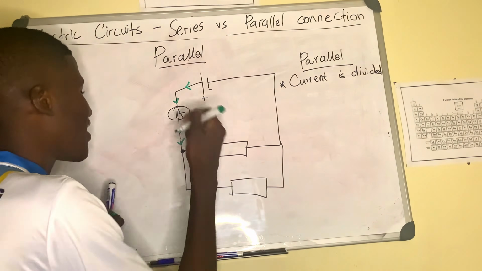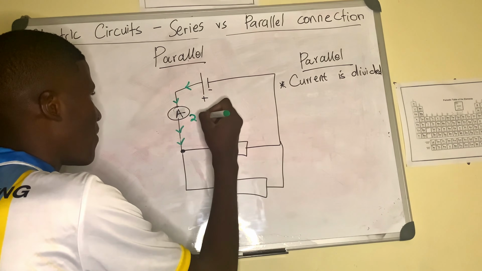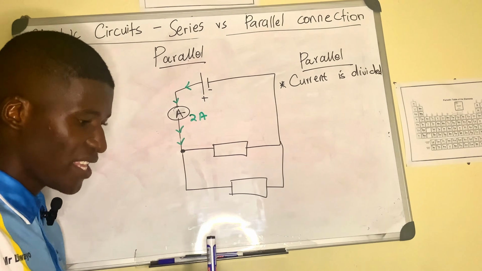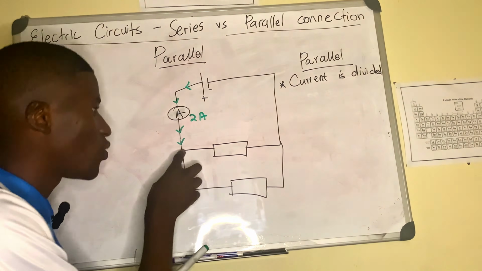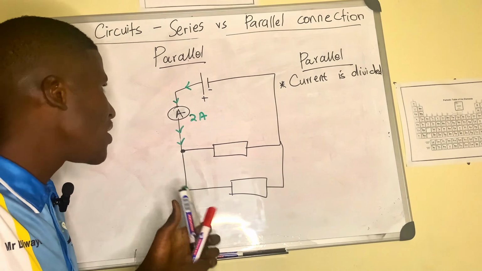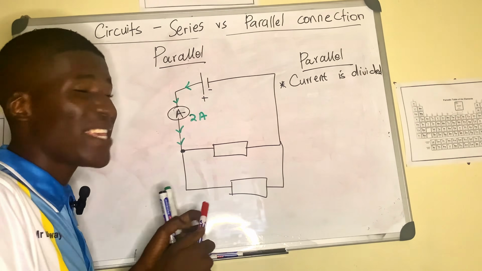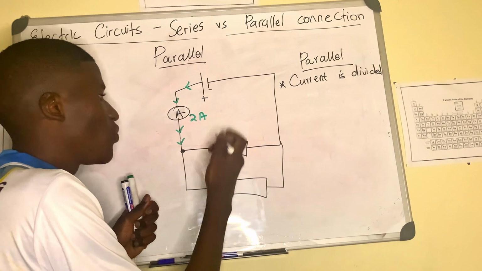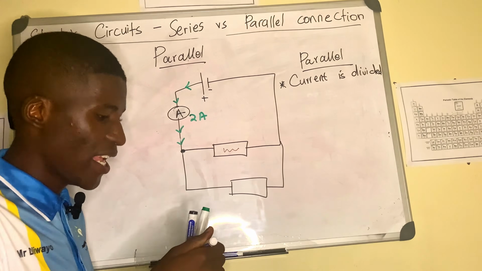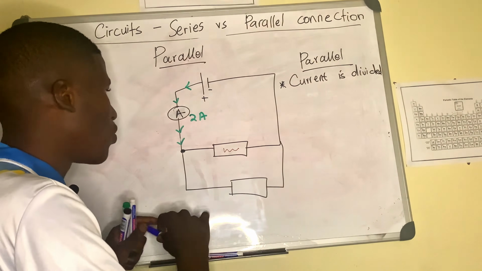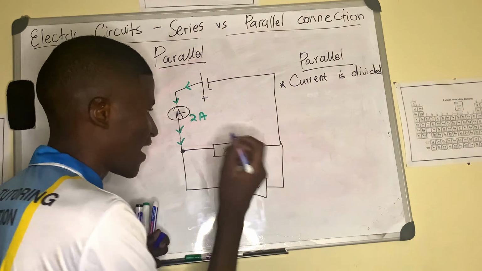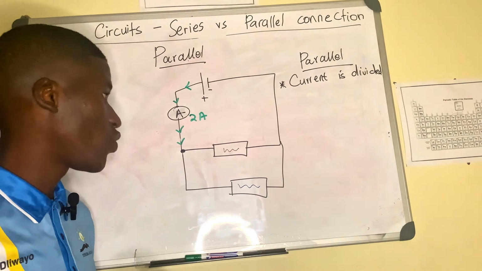For example, let's just say the current of the battery here, measured by the ammeter, is 2 amperes. This 2 amperes will be divided. Out of these 2 amperes, some portion of it will have to go to this resistor here, and some portion of it will have to go to this other resistor here. So it has got two options to go.